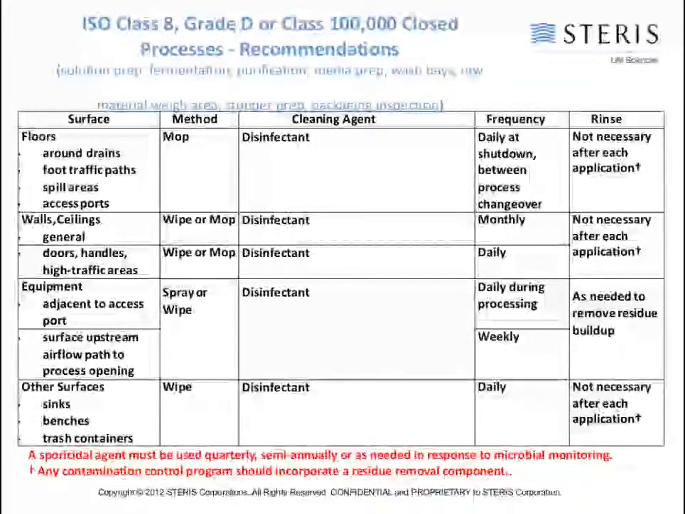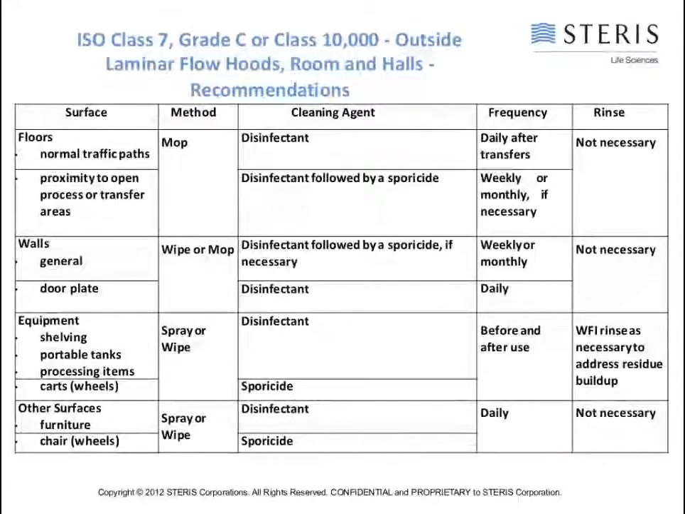Most people, in the summertime when there's more humidity, at least in this area, will use more sporicides, or they'll use them after a shutdown. The next slide explains for ISO Class 7, Grade C, or Class 10,000, outside laminar flow hoods, rooms, and halls. These are just recommendations again. If you want to take a look at that and have any questions at the end, just let me know. But it does cover the floors, the walls, the equipment, and any other surfaces within the area.